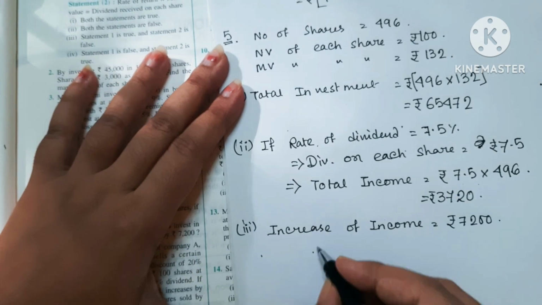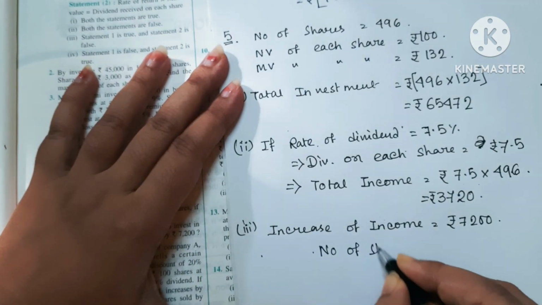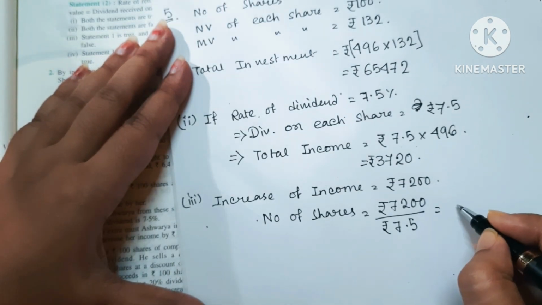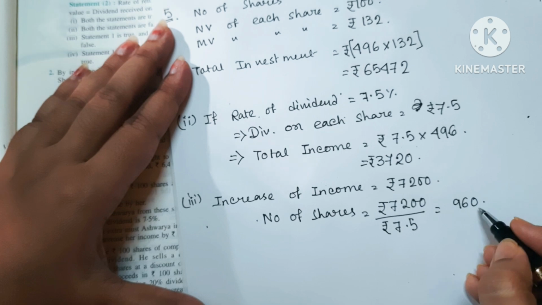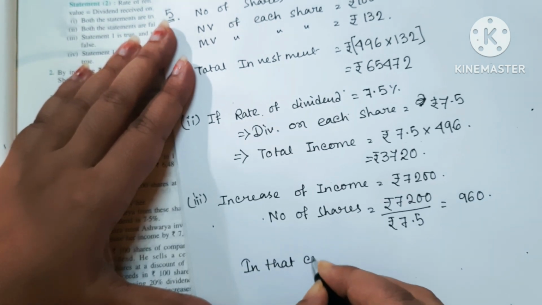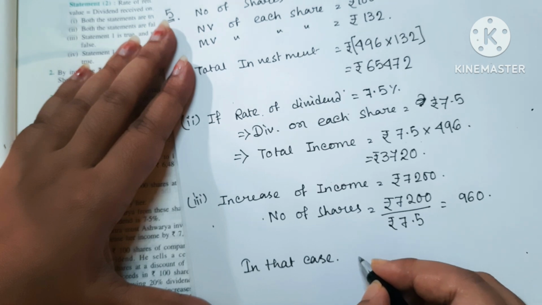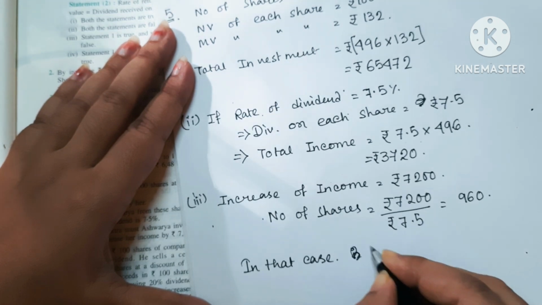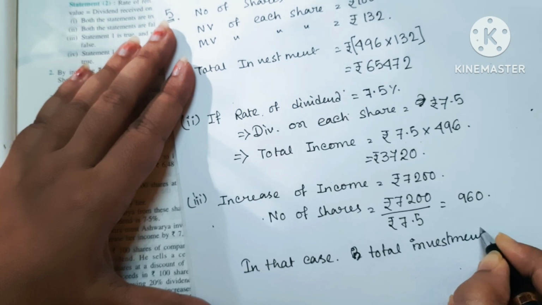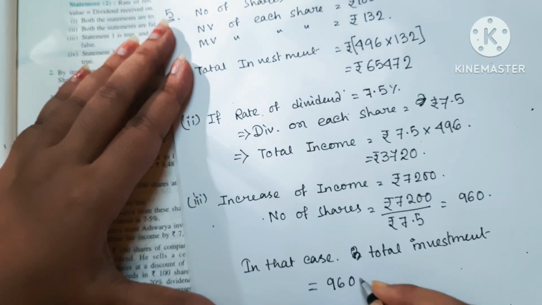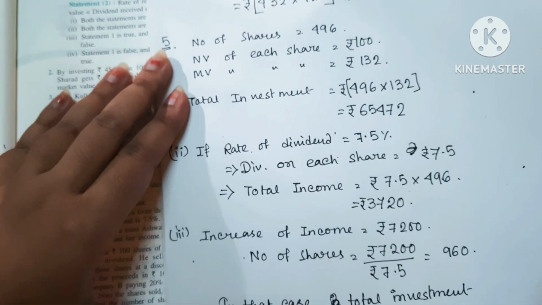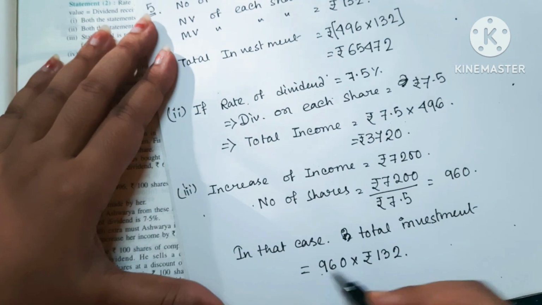So in that case, number of shares, if income is this one, number of shares will be this one, and in that case investment should be, total investment, 960 into rupees 132, that is the market value. Okay, market value of each share into number of shares.